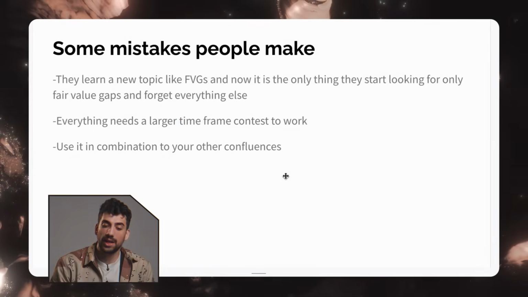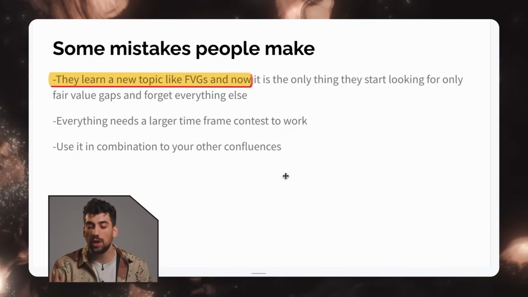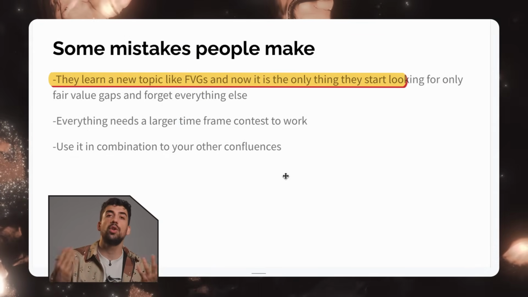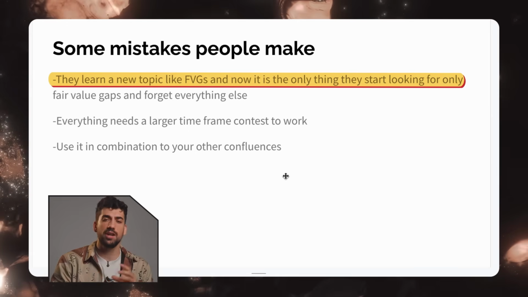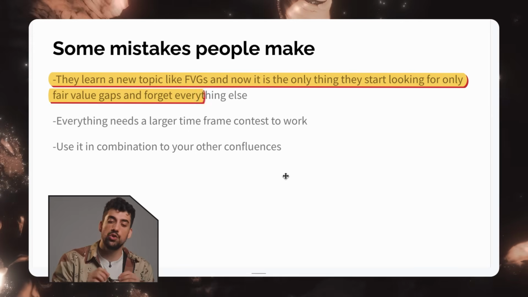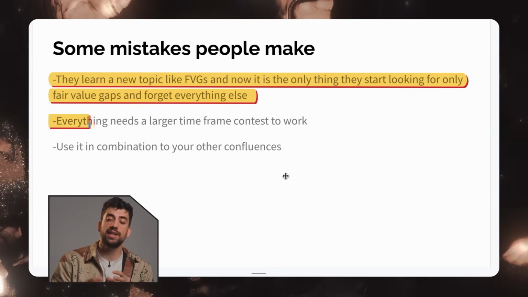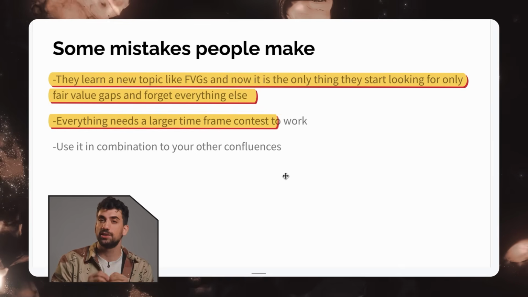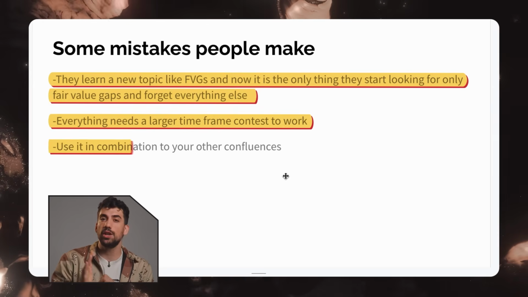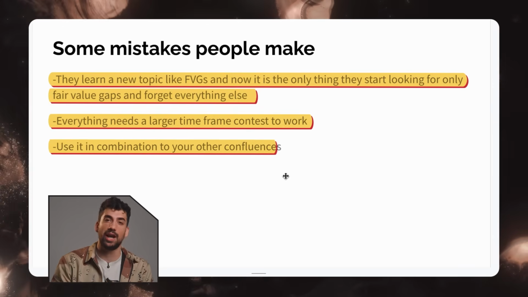Some mistakes that people make are they learn a new topic like a fair value gap and now that's the only thing they look for. They'll go down to the 1 minute time frame and mark 100 fair value gaps, with no understanding that there are other confluences you need to look at as well. Everything needs a larger time frame context to actually work. Use it in combination with your other confluences and wait for your candle closes.